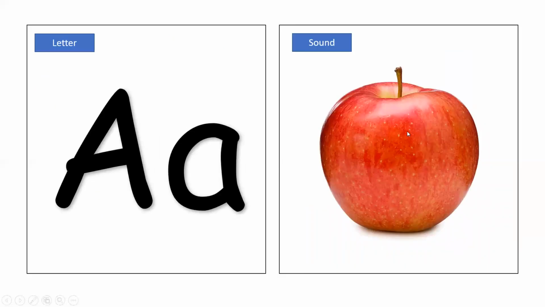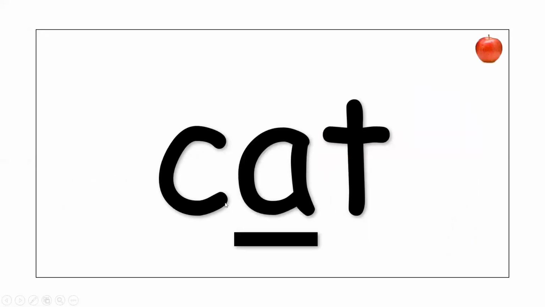Letter A, sound A. A for apple. Let's read a word now. K, A, T. A comes from apple. Remember? A comes from apple. K, A, T. Cat.